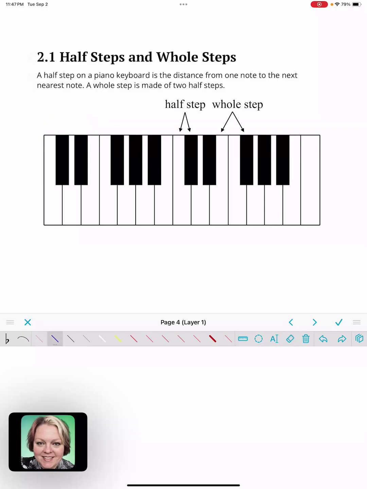So let's say that we had keyboards out and we're going to play the keyboards. And I said, hey, find a D.